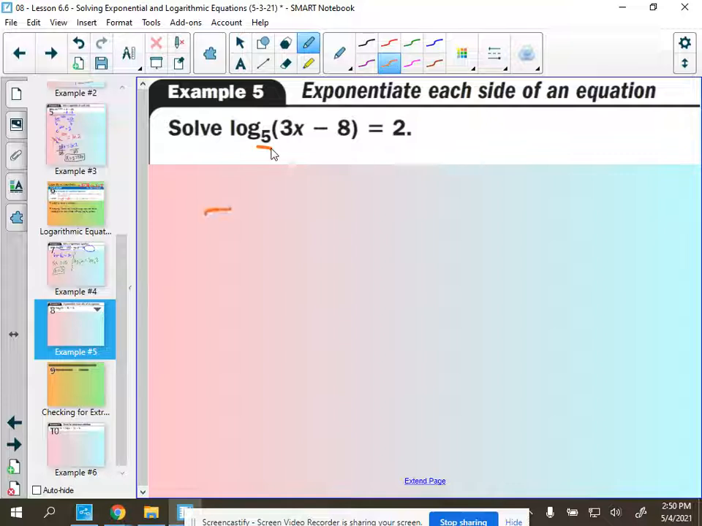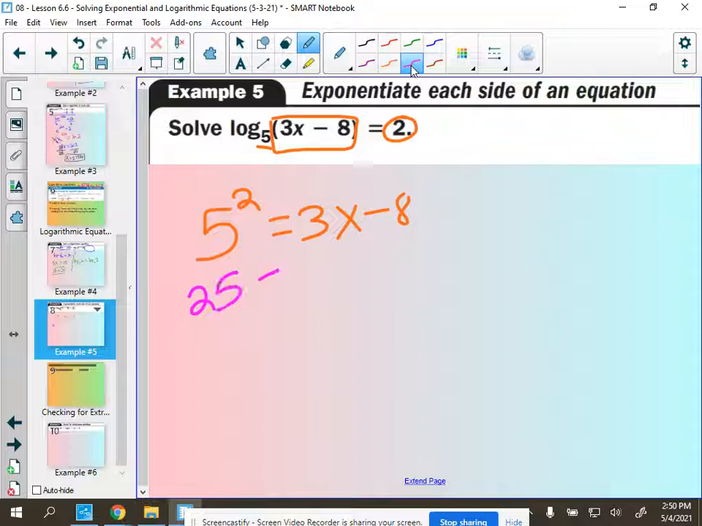5, the base of my log, becomes the base of my power. I do that weird crossover thing. So 5 to the second power is equal to whatever we're taking the log of, right? That's the definition of logarithm, basically. So, can I solve this? And I say, yeah, you better be able to. What's 5 squared? 25. Don't leave it as 5 squared. That might confuse the heck out of you. Do the 5 squared.